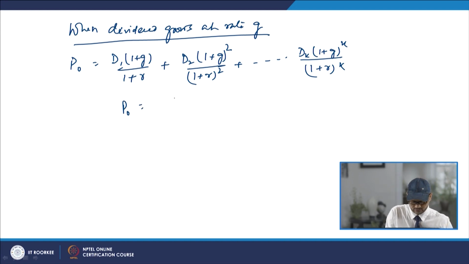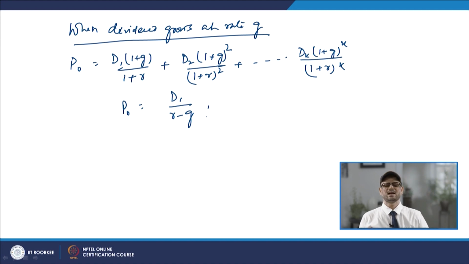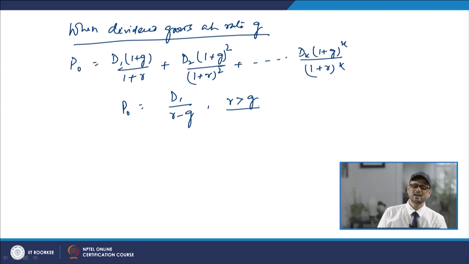Now, in this case, we get this P naught value as D1 upon r minus g, because we assume that r is more than g. So the rate of interest, or market capitalization rate, is more than the growth rate of the dividend. This formula is known as Gordon's formula, and it is utilized for finding the current price in terms of D1.